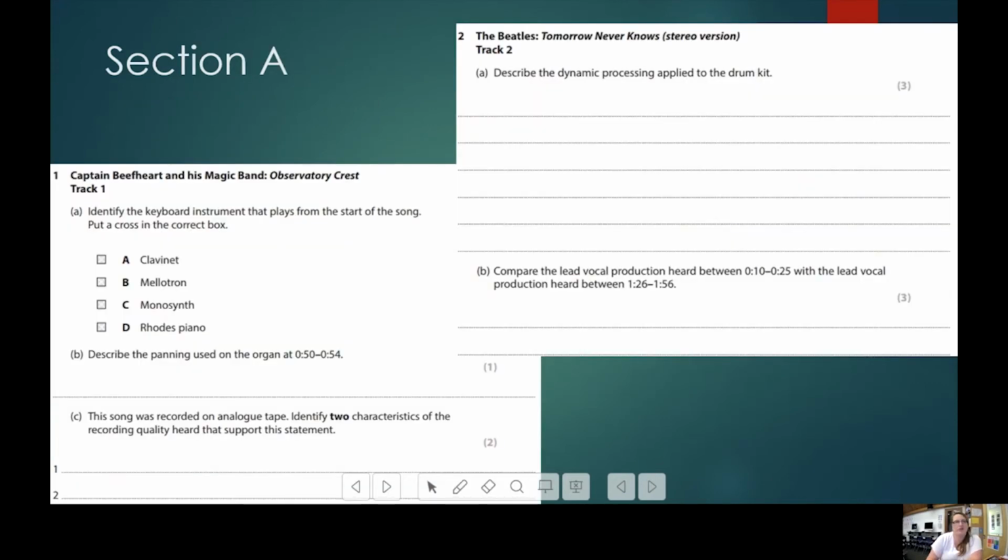Here's some example questions of the sort of short answers in section A. So again, identifying things like instruments, describing the panning technique that's been used, thinking about how the capture has happened and the processing that might have been applied on particular tracks. So what we've done is we've studied all of these different styles of music, perhaps not necessarily these bands in particular, but certainly looking at the process of recording and mixing throughout the periods of popular music history.